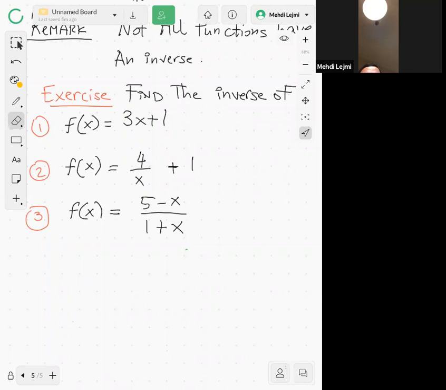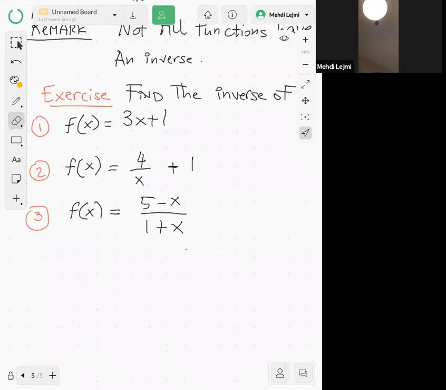All right, guys. Some of you said the denominator is 1 plus x, and I see there are answers with 1 minus x.